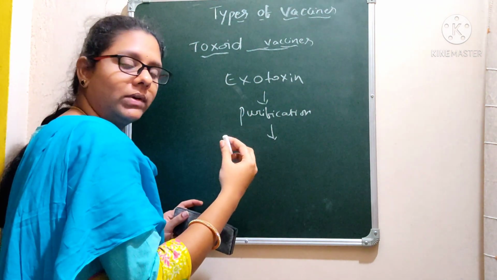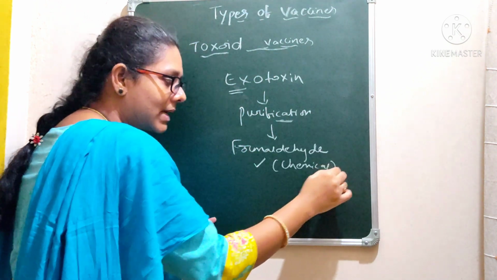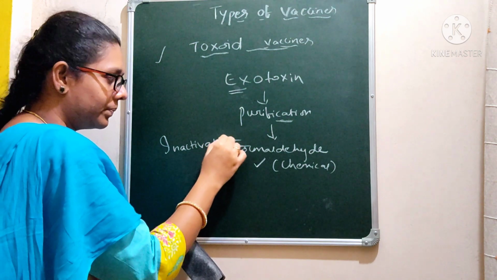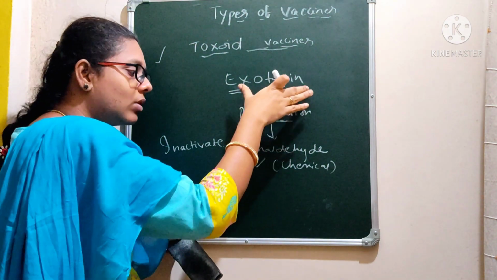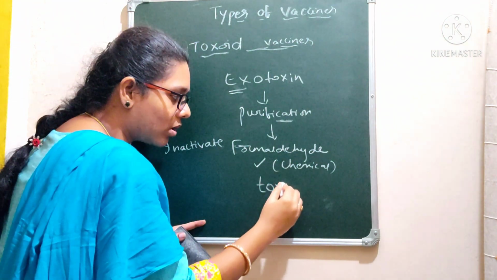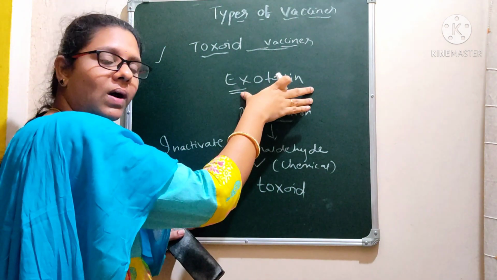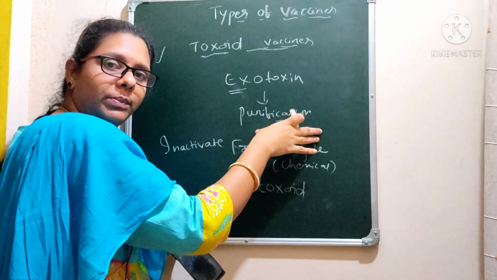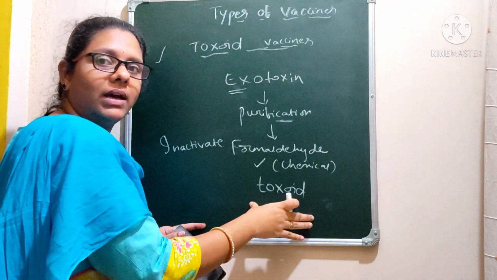We are going to inactivate this exotoxin by treatment with chemicals. What chemicals can we use? We can use chemicals like formaldehyde. So what is the step here? Here we are going to inactivate the toxin, right? During the process of inactivation, this exotoxin will be converted into a toxoid. So we isolate the exotoxin followed by the purification, and once we purify, we inactivate this exotoxin, forming a toxoid.